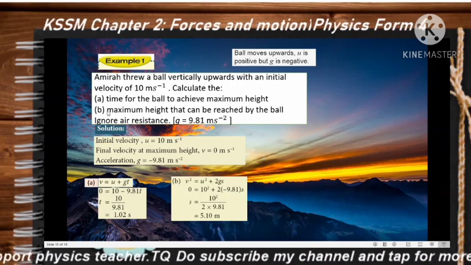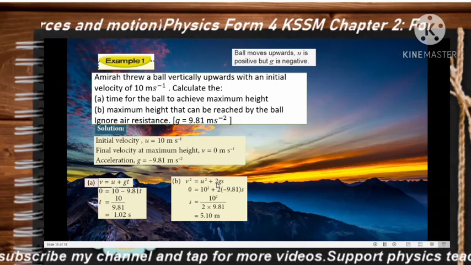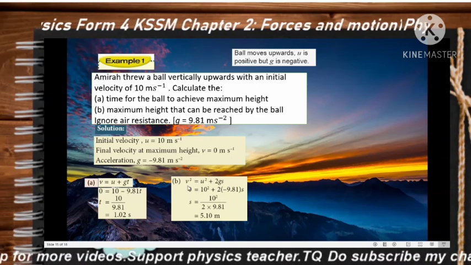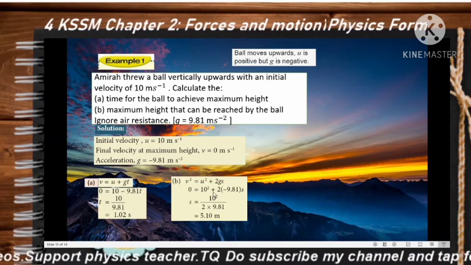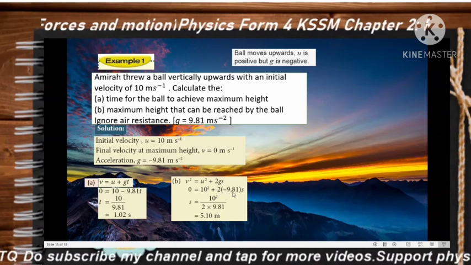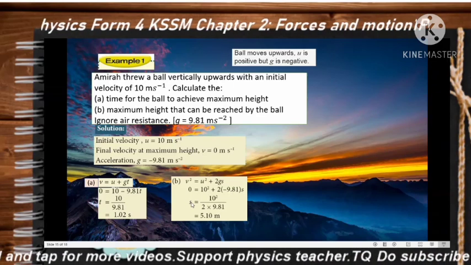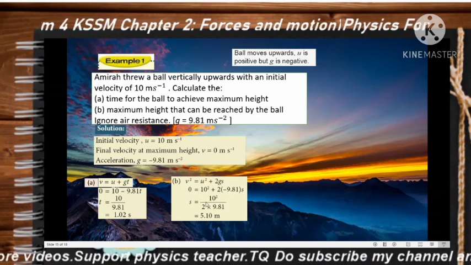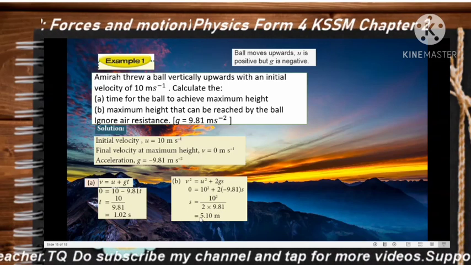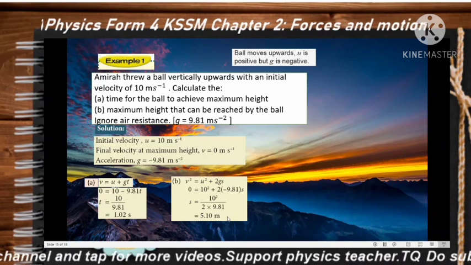Now we want to find the maximum height. So v² = u² + 2gs. Final velocity at maximum height is 0, initial is 10, plus 2 times negative g, you must put the negative sign, times s. Thus we get s equals 10 squared divided by 2 times 9.81. Thus we get 5.10 meters. So this is the maximum height.